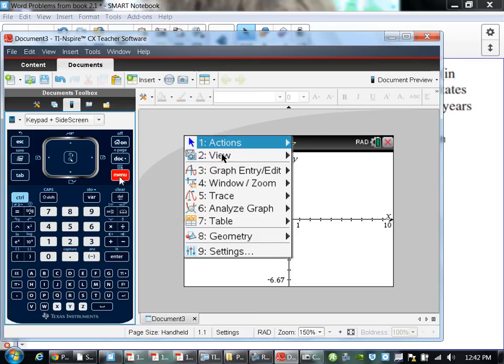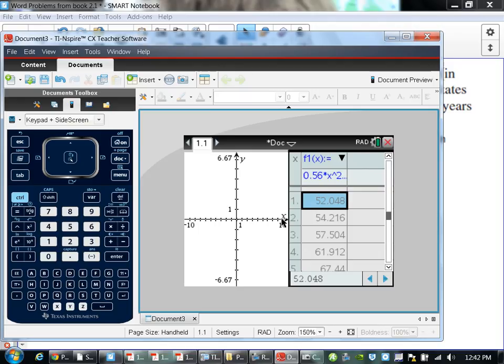Menu, table. Then you have to look for it. This is years: 1 year, 2 year, 3 year, 4 year. So after the third year, it jumped over to 60 billion. So year 1 was what year according to that problem? 89. So 89 is year 1, year 2 is 90. So after 1991, 3 years later, it's over 60 billion. You're just adding in time.